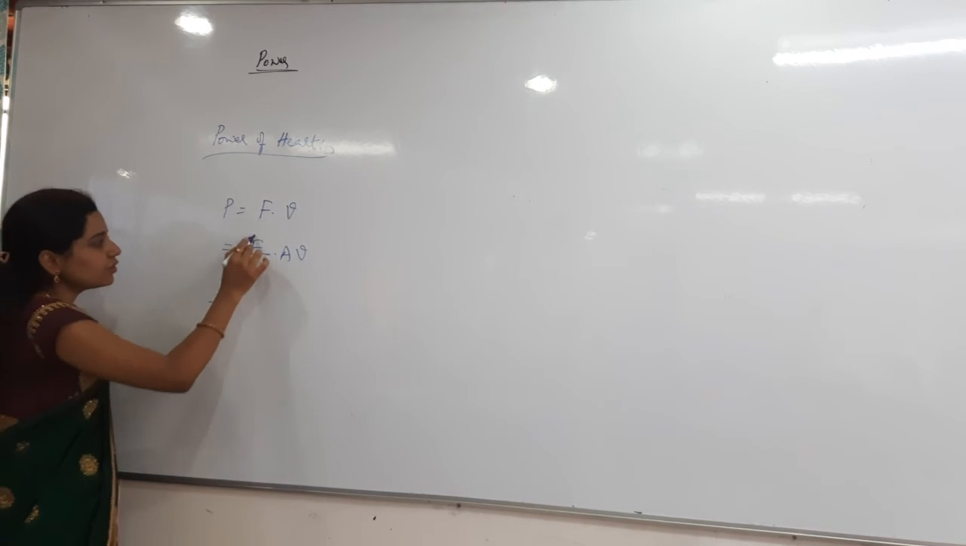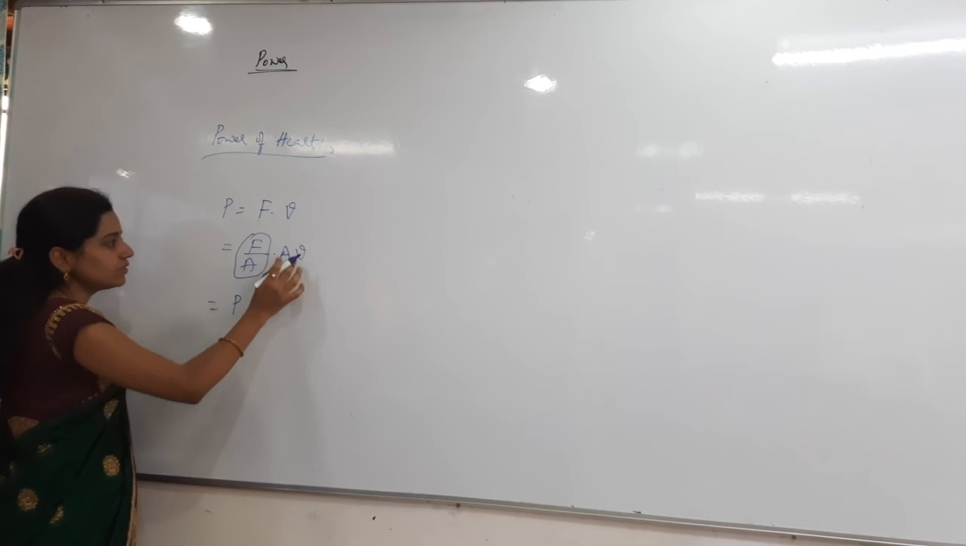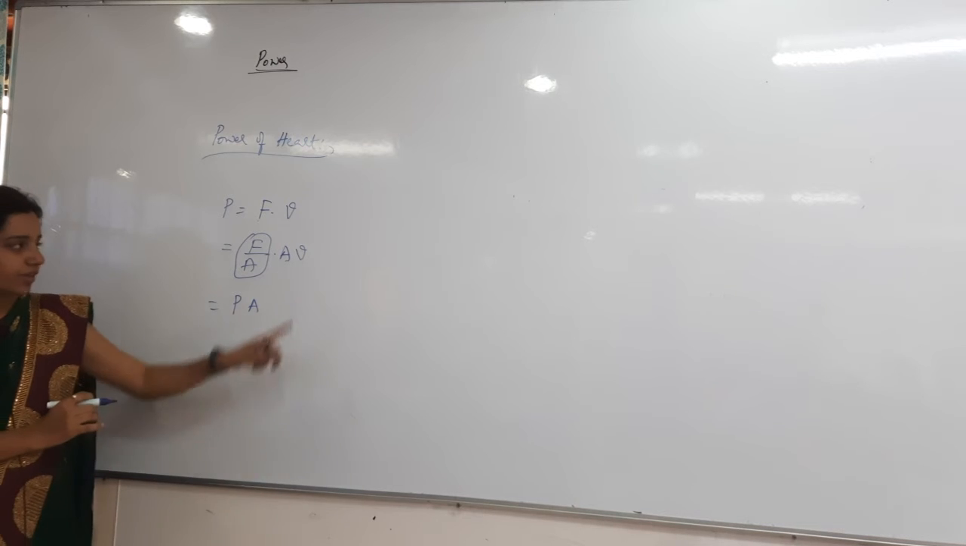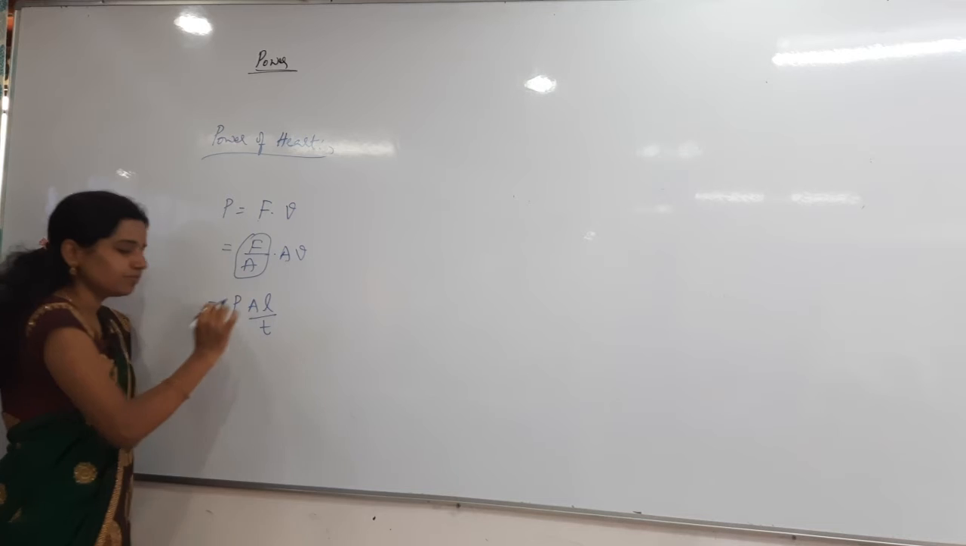So here force by area, nothing but what? Pressure. Area I will take as it is. Volume, nothing but what I can take. Velocity nothing but what I can take. Length by time. Very good. Length by time.